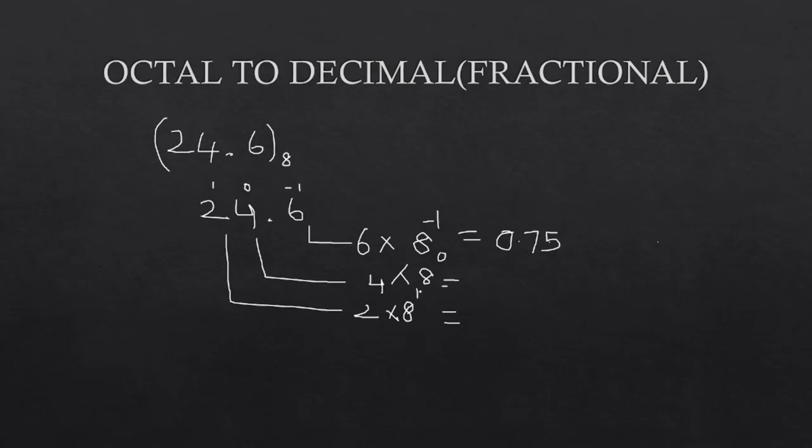Okay, then 4 into 8 to the power of 0. 8 to the power of 0 is nothing but 1. So 4 into 1 is 4, you have to mention. Next, 2 into 8 to the power of 1 is nothing but 16. So what is the final answer? You have to add everything now. 0.75 plus 4 plus 16 is nothing but 20.75 will be the answer.